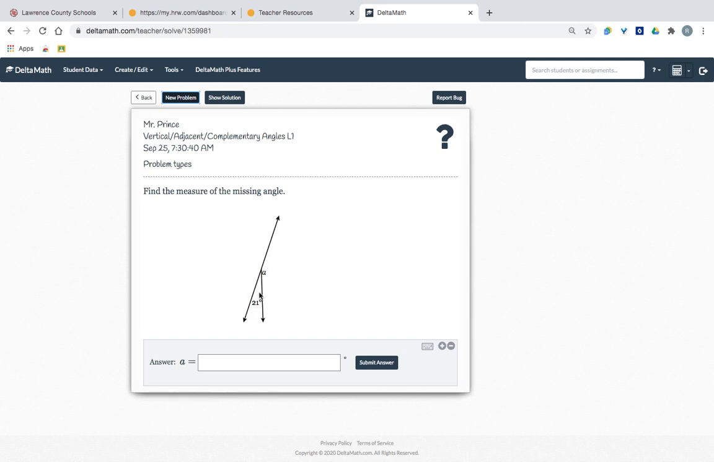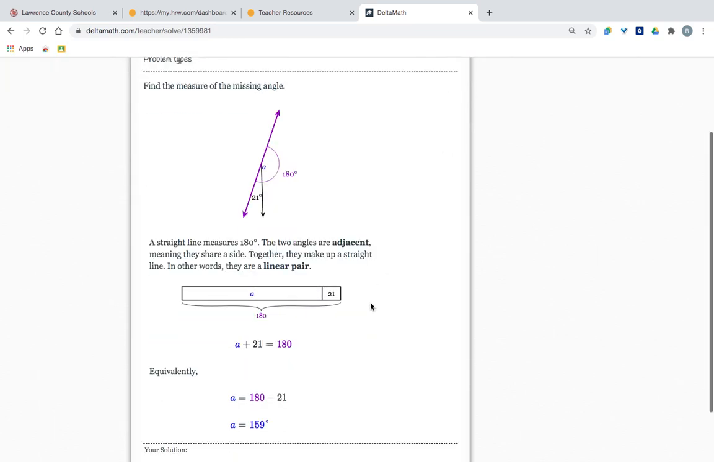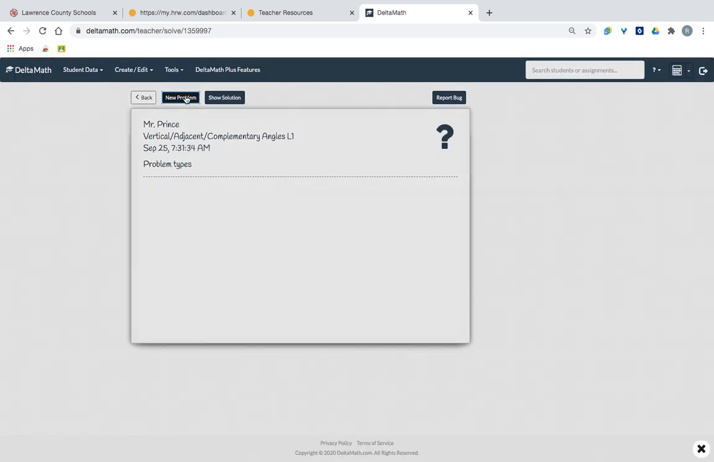But we've got 180 degrees along this line. 180 minus 21 degrees is going to give us our value for A. Because the whole thing is 180, this little small part of it is 21. We want to know what the rest of it is. So it should be 159 degrees. I'm going to submit the answer. It is, and it shows you the entire angle is 180. That part's 21, so the whole thing's 180. You subtract 21 to get to 159, and that's true.